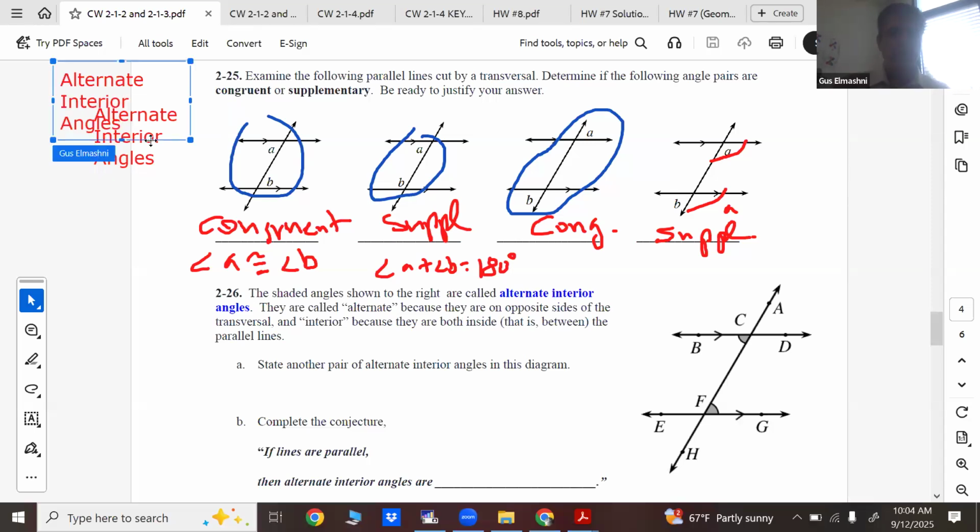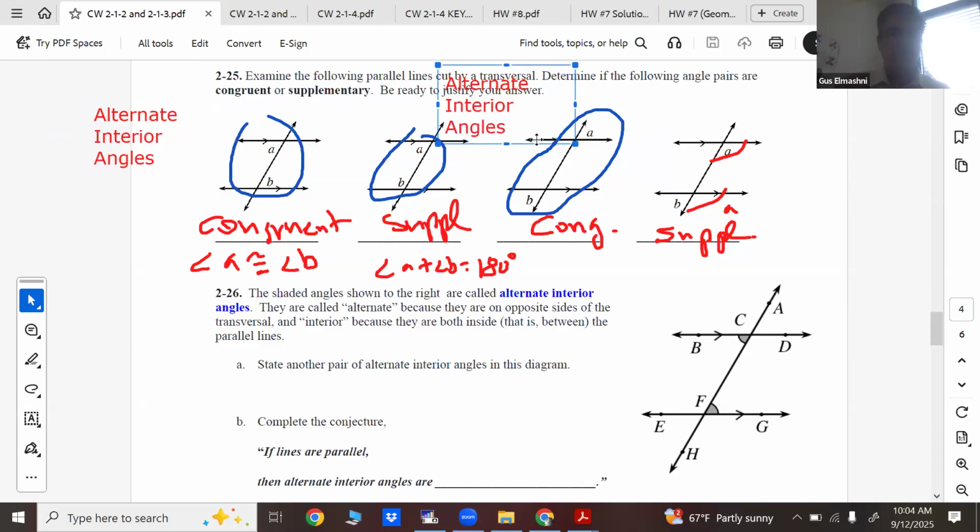So then the next one, again, they're both inside, like the bottom bun and the top bun. They're both inside, but on the same side of that transversal, the line that cuts through the parallel lines. We're going to call that same side interior angles because they're on the same side. And those add up to 180, as you see. The last one I'm not going to worry about. That's just a weird situation. I'm not going to categorize the last one, but the third one I'm going to categorize.